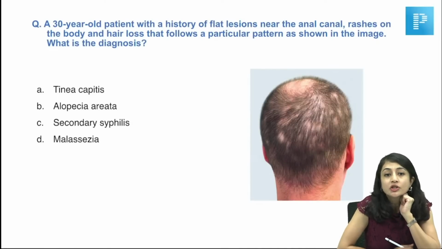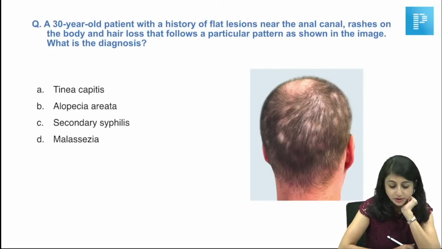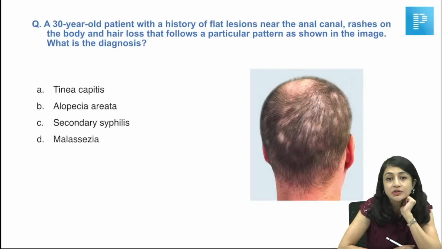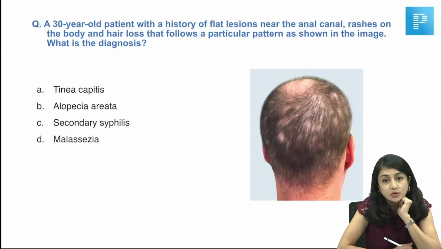So the first question which I have is, a 30-year-old patient with history of some flat lesions near the anal canal, rashes on the body, hair loss that follows a particular pattern as shown in the image. So what's the diagnosis for this?